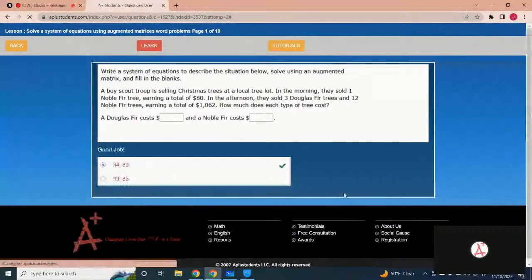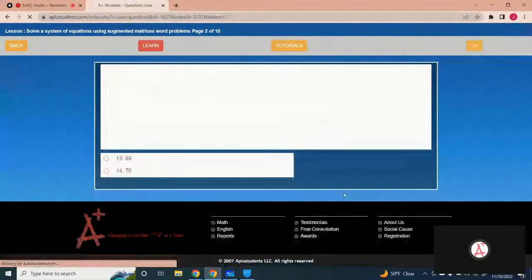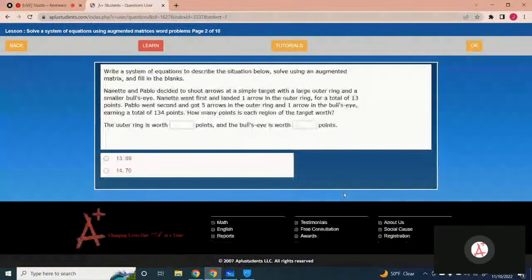Okay, the next question is, write a system of equations to describe the situation below. Solve using an augmented matrix and fill in the blanks. Nanette and Pablo decided to shoot arrows at a simple target with a large outer ring and a small bull's eye. Nanette went first and landed one arrow in the outer ring for a total of 13 points. Pablo went second and got 5 arrows in the outer ring and 1 arrow in the bull's eye, earning a total of 134 points. How many points is each region of the target worth?